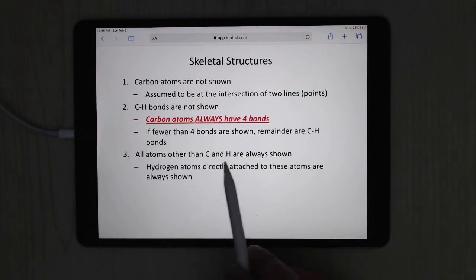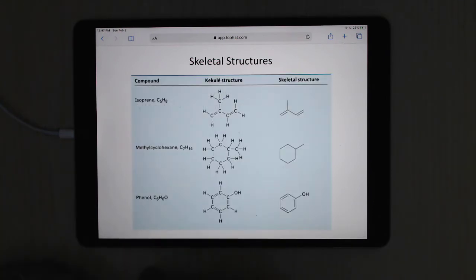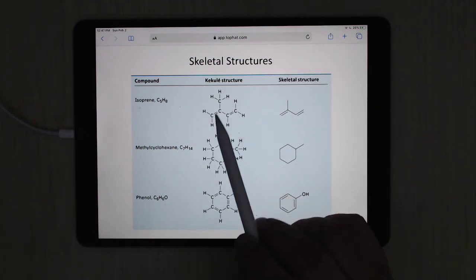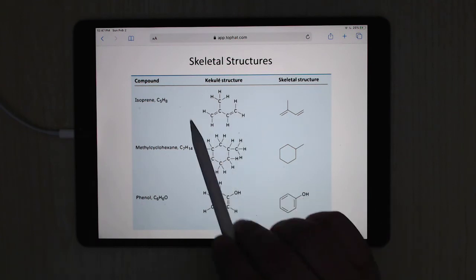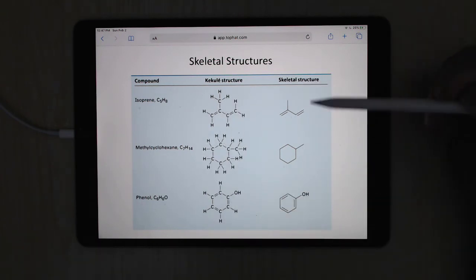Now all the other atoms other than carbon and hydrogens that are on the carbons are always shown. Okay, so if hydrogen is directly attached to something else, it's always shown. So if you have an OH, you're going to draw that H. In NH, you're going to again draw that H in there. Otherwise, the hydrogens that are coming off carbon, you don't have to draw. So this is a condensed structure similar to a Lewis structure, and this is what the skeletal structure looks like.